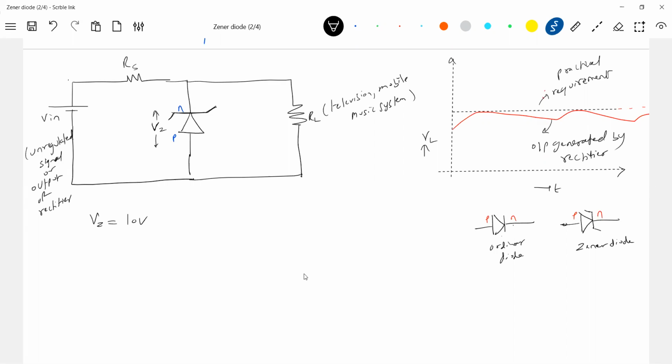VZ is 10 volt, RL is 100 ohm, and RS is 200 ohm. Okay, this is having an initial voltage of, say, 40 volt. Initially, let it be 40 volt.